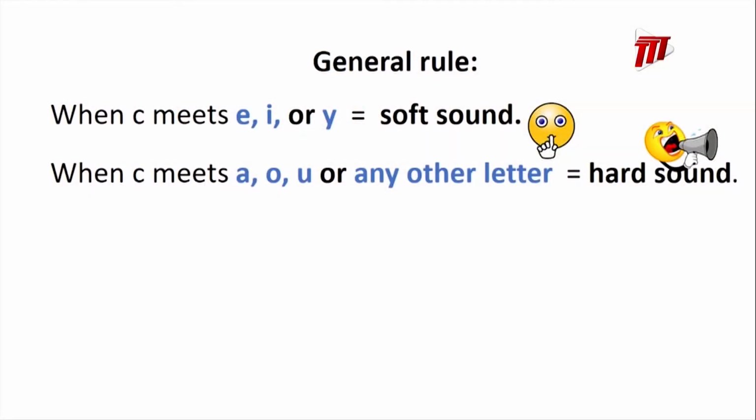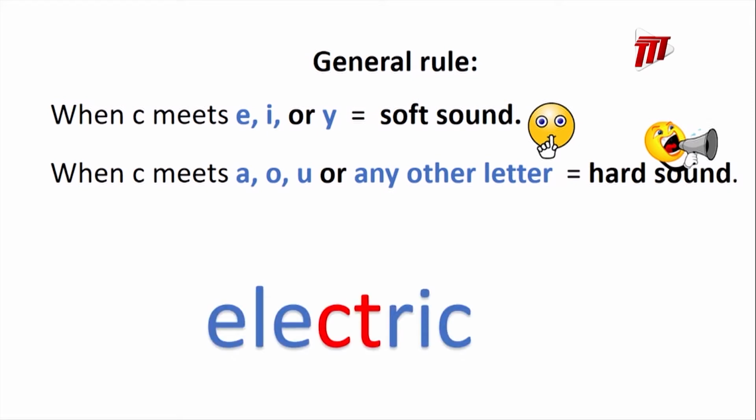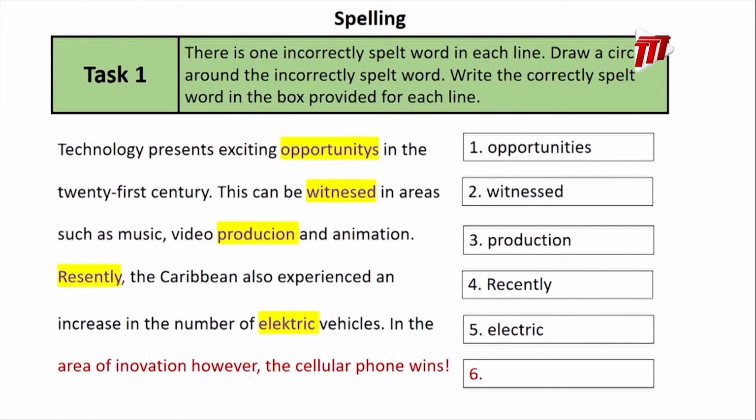And with the previous rule, when C is followed by E, I, or Y, the soft sound is made. Look at the rule carefully if you didn't know it before and learn it. So the word is electric, E-L-E-C-T-R-I-C. And you see C is followed by a consonant T. So the sound is a hard sound. So we circle electric and we write the word electric, E-L-E-C-T-R-I-C. And we are on the last line.